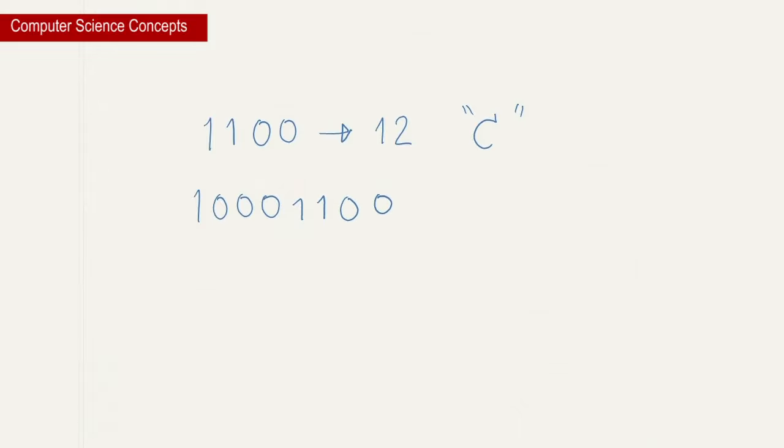If we start with the bit string 1, 1, 0, 0, this is the decimal value of 12, which is the hex digit C. If you have a longer bit string, such as 1, 0, 0, 0, 1, 1, 0, 0, we split it into two sets of 4 binary digits. The first hex digit is then 8, and the other one is C.